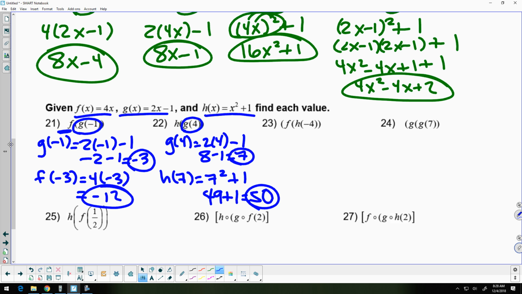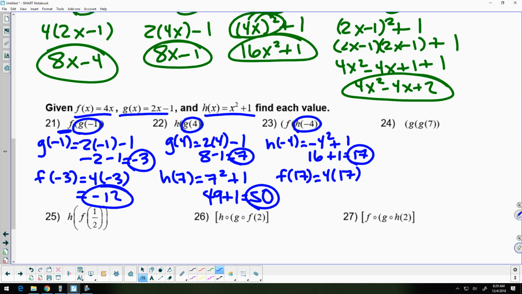Okay, next one, f of h of negative 4. So again, find h of negative 4 first. So we're doing negative 4 squared plus 1. That's 16 plus 1. We get 17. Now plug that into f. So we're doing f of 17. So 4 times 17, multiplying these two together. Let's see, that'd be 28, carry the 2, and that would make that 60, so 68. So final answer, 68.